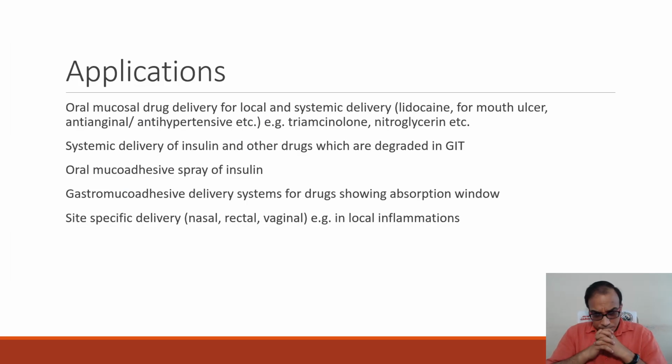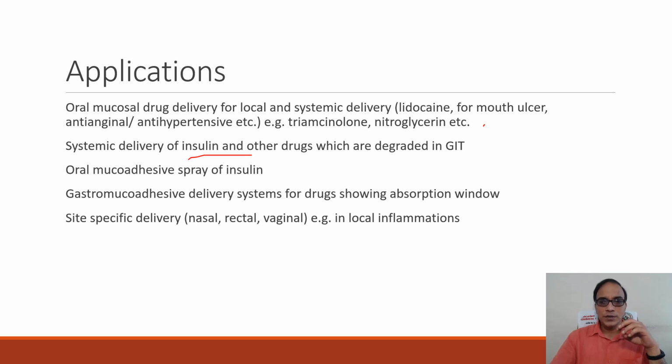Now, if we talk about the applications, oral mucosal drug delivery is used for the local as well as the systemic effect, like lidocaine for mouth ulcers, and anti-anginal and anti-hypertensive drugs for the systemic effects. For example, triamcinolone, nitroglycerin, etc., can be used for oral mucosal drug delivery, and so many commercial preparations are also available.